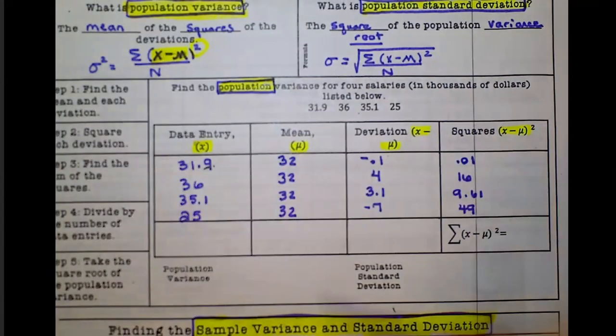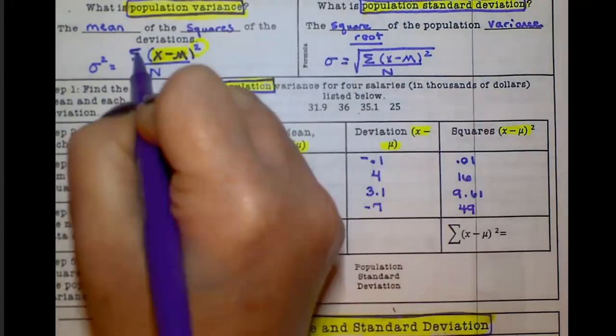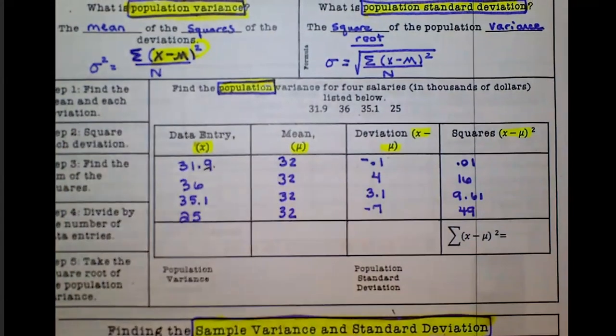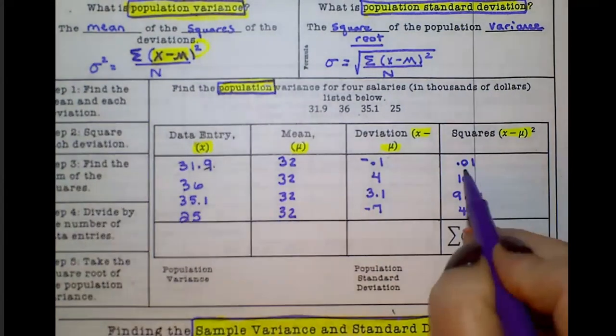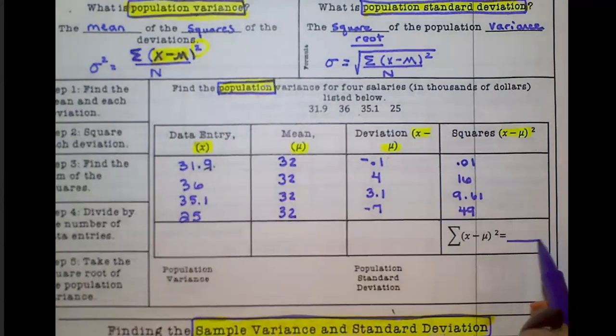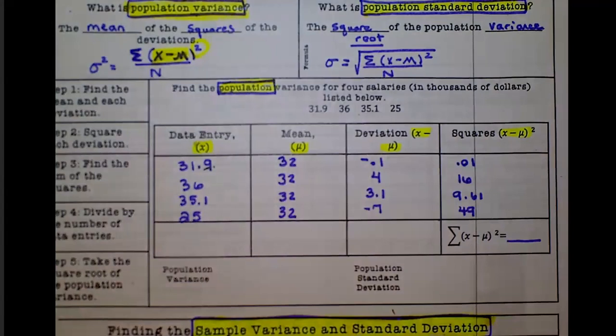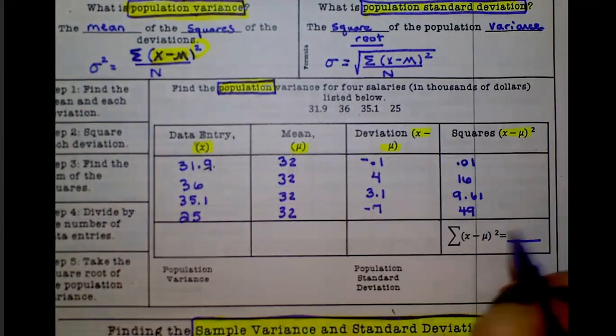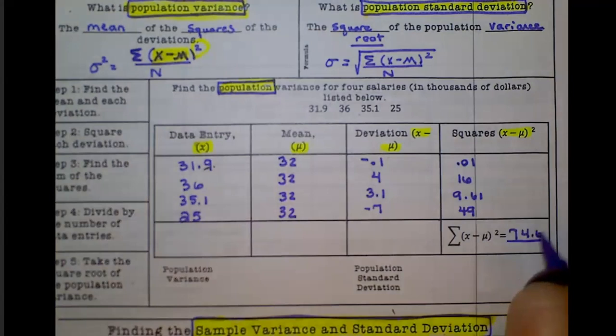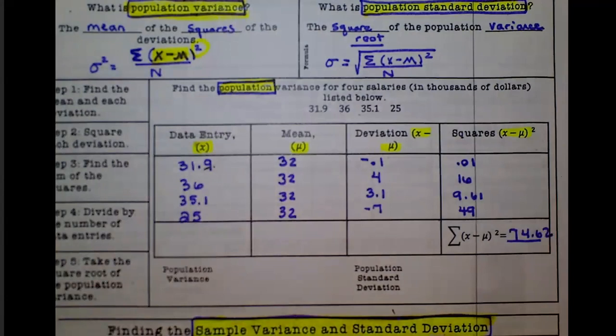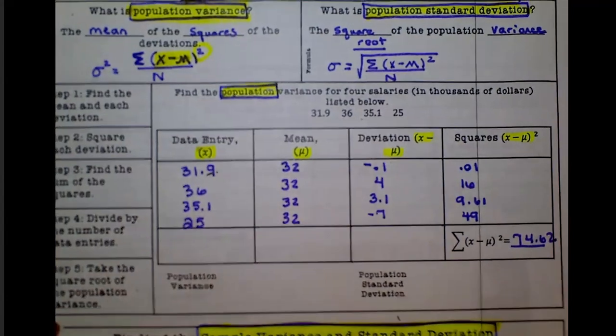Okay? Now, once you have done that, if you recall what I told you a while ago about that symbol, that means we're going to add up all of the squares. So we're going to add up all 4 of those and put that number right there. So go ahead and add those up. And I'm getting 74.62.